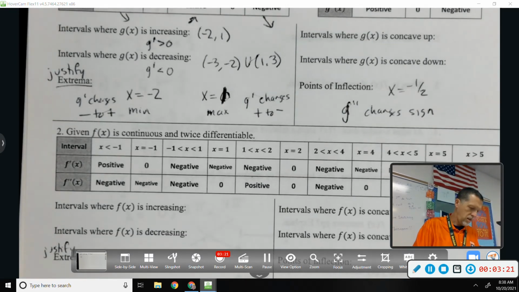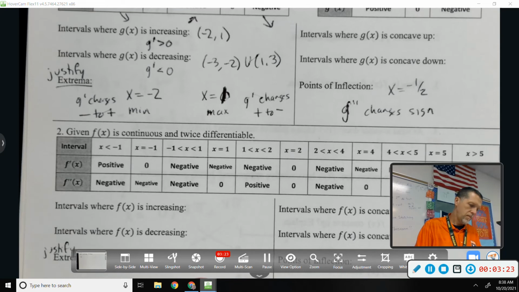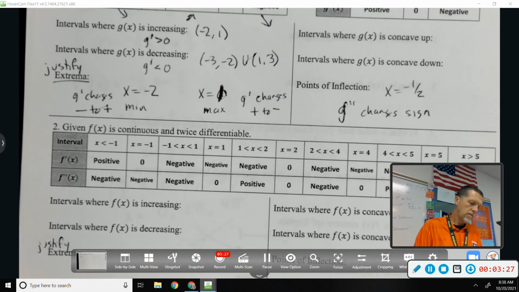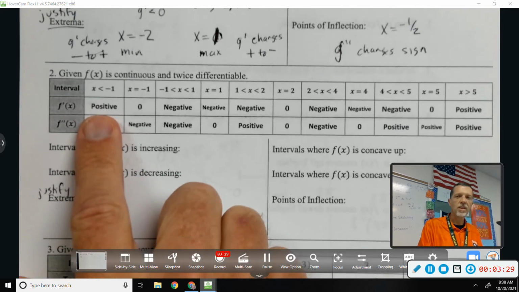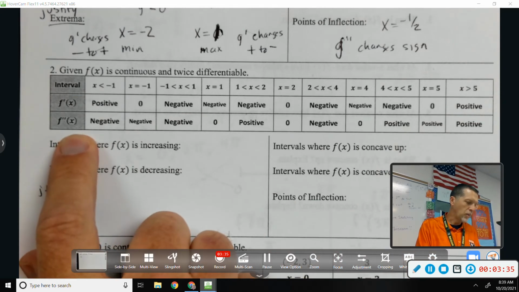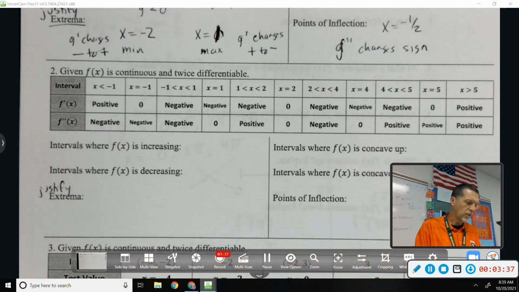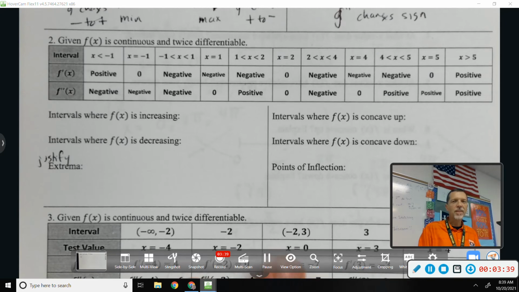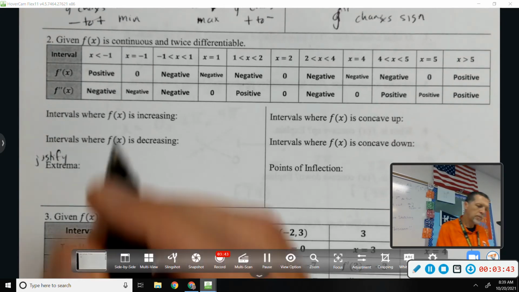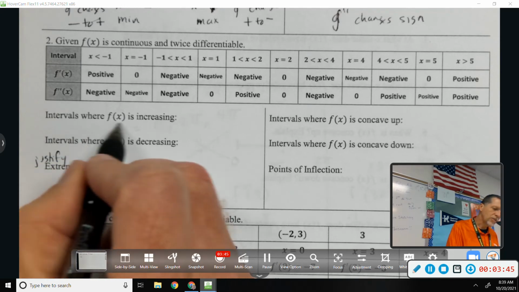Number 2. I mean, it's a little weird because it gives you a ton of information. F prime and F double prime, positives and negatives all over the place. So it's the same stuff. You just got to be more careful because there's a whole bunch of information. In fact, let's do the first part together.